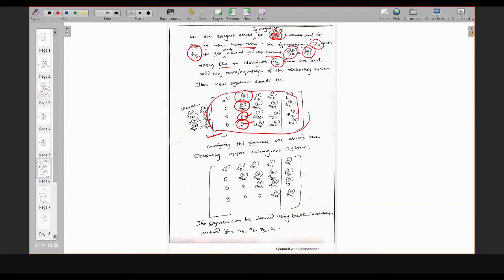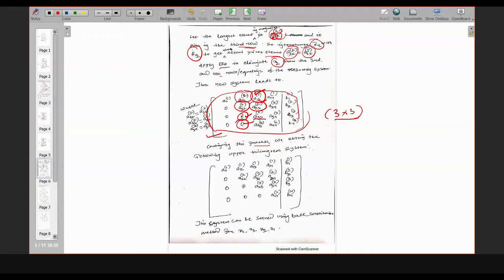So what do you have to do? Again, you have to go for the third column. Continuing this process, we can obtain the following upper triangular system. In the third column, you search for the largest element in magnitude, but you have to skip the first two elements, because these are the first two pivot positions. So above the third position you have two elements.